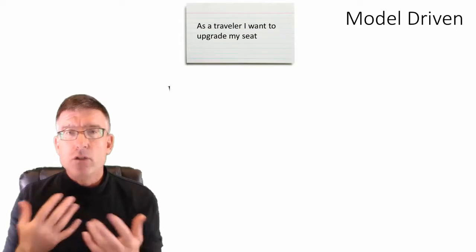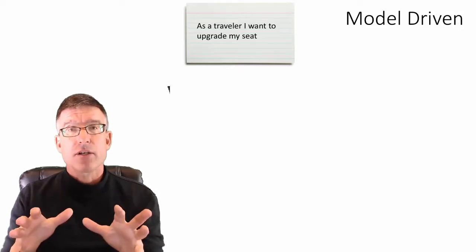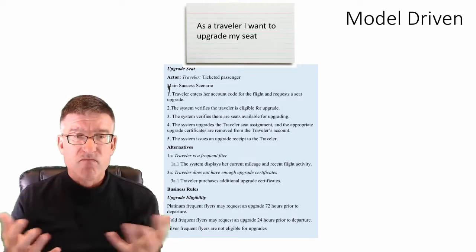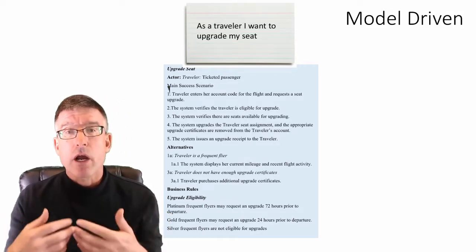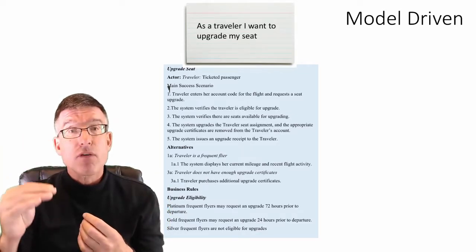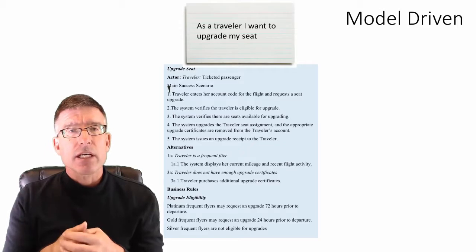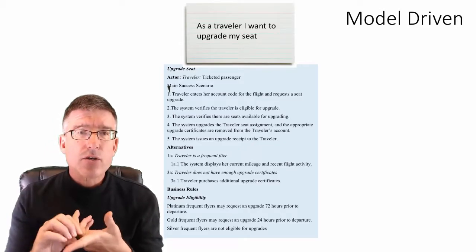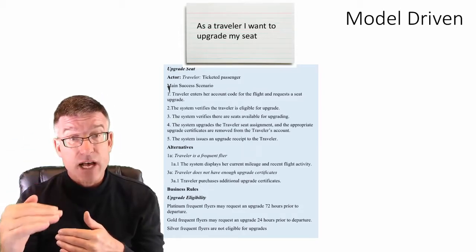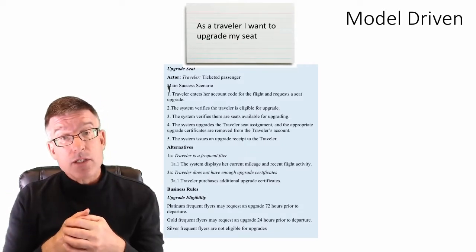Now, model-driven says if we have a user story here, we can actually present a model that describes that user story. For example, I'm very much fond of use cases. Use cases are a modeling technique where we look at actors of the system, or users of the system if you like, and all the different ways that they can get value from the system. So, for example, here for upgrade seat, we have a use case with an actor who's a traveler. We have a main success scenario that describes how the actor gets value from the system, and then we have several alternative scenarios.